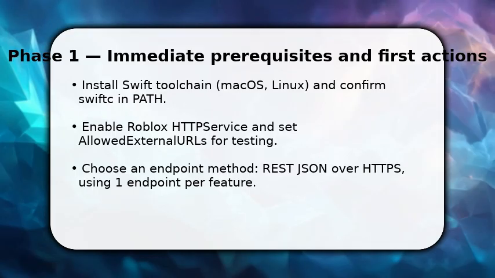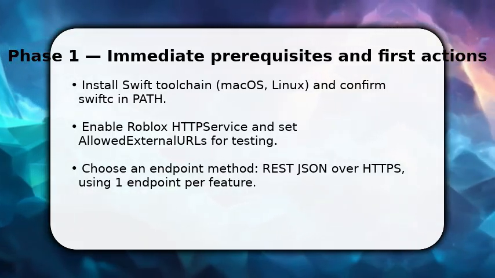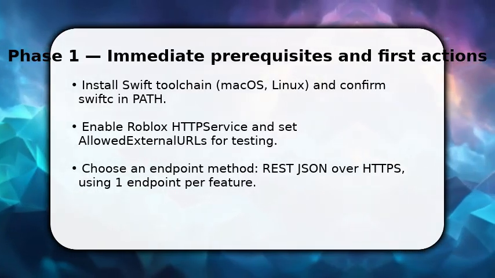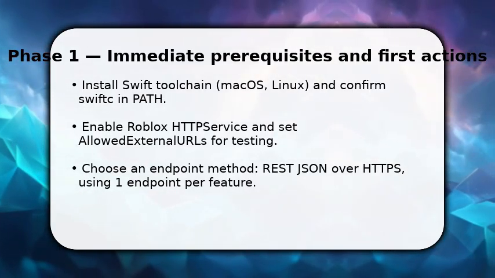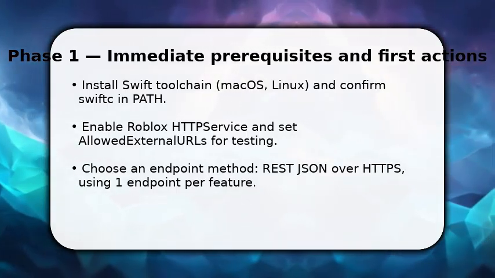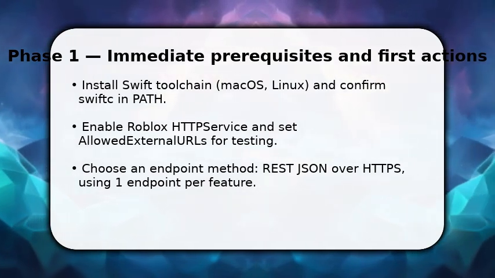On Roblox, enable HTTP service and add your test URL to allowed external URLs. This lets the game talk to your Swift server. Make sure to use HTTPS for production and pick a clear endpoint pattern, one endpoint per logical action, so you can iterate quickly while avoiding security mistakes.